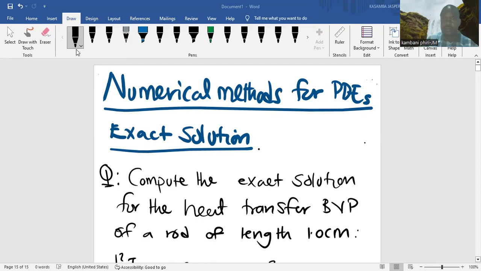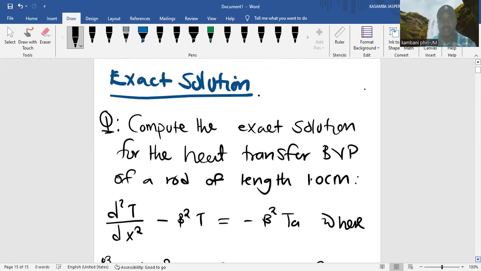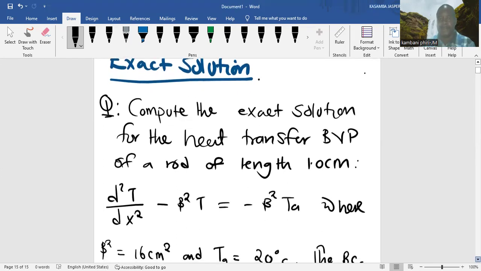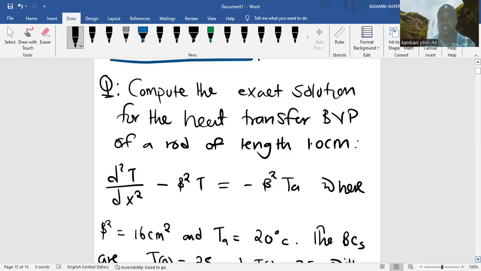So, in this video, we want to look at numerical methods for partial differential equations, right? And we are going to look at how we can get the exact solution, through the question here. I must make mention of the fact that this is university mathematics. It's meant for university students doing numerical methods for partial differential equations. And we want to look at how we can get the exact value.